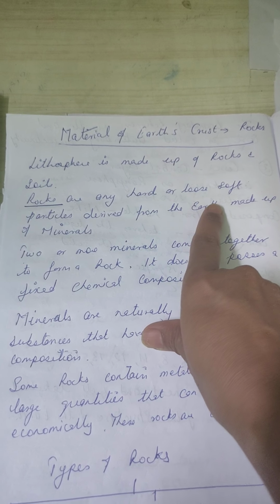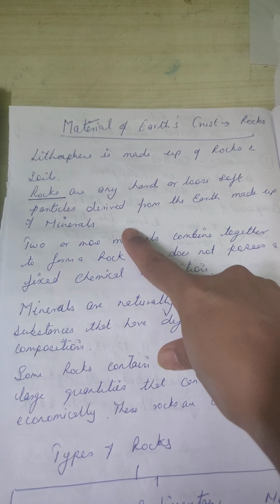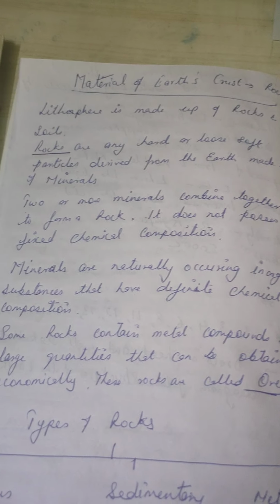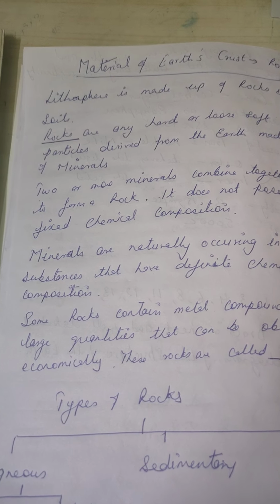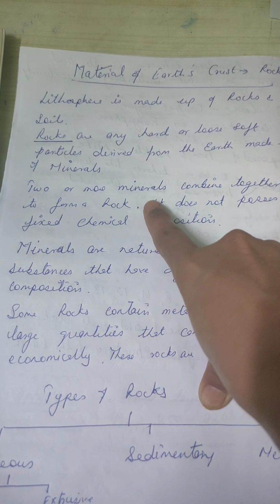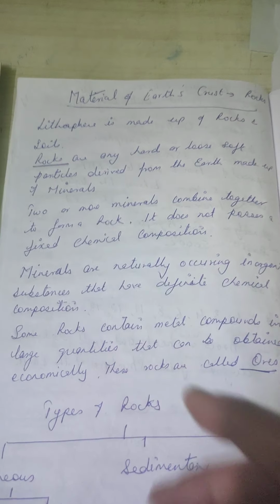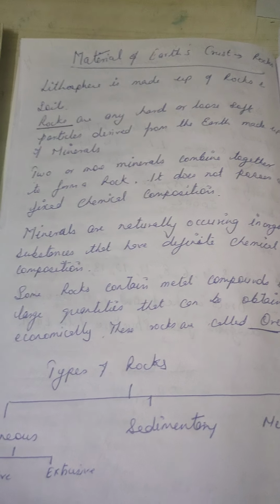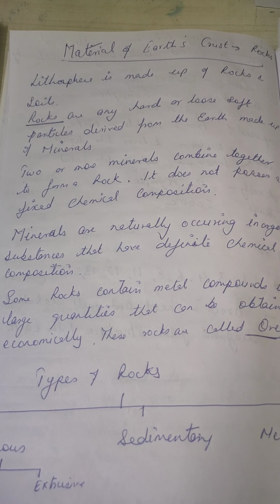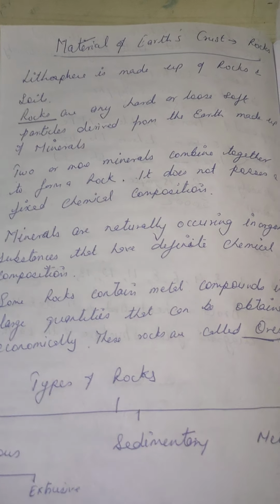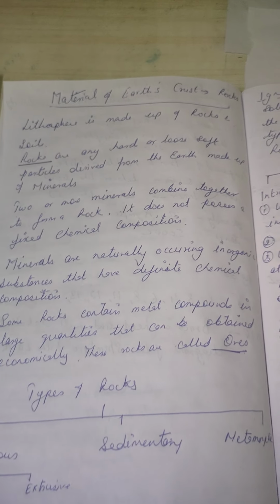Rocks are any hard or loose soft particles derived from the earth made up of minerals. That means the rocks are essentially made up of minerals. Actually, how are they made up of minerals? Two or more minerals, when they combine together, they form a rock. But any rock does not have a fixed chemical composition. The chemical composition can vary from one part of the earth to the other part of the earth, or from one part of the rock to the other part of the rock. That means a rock is not a homogeneous material.